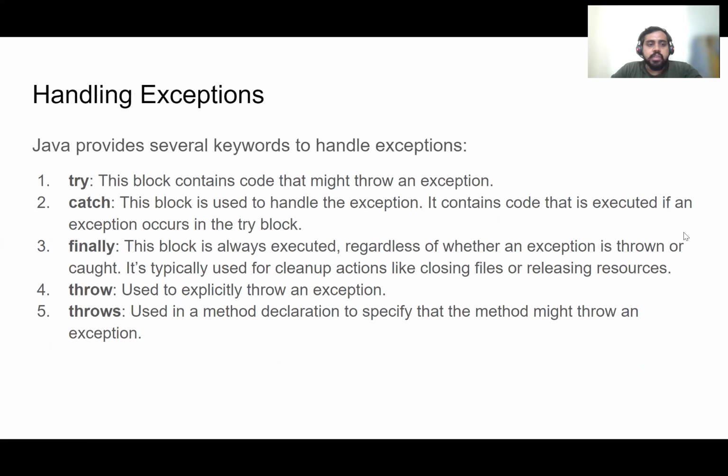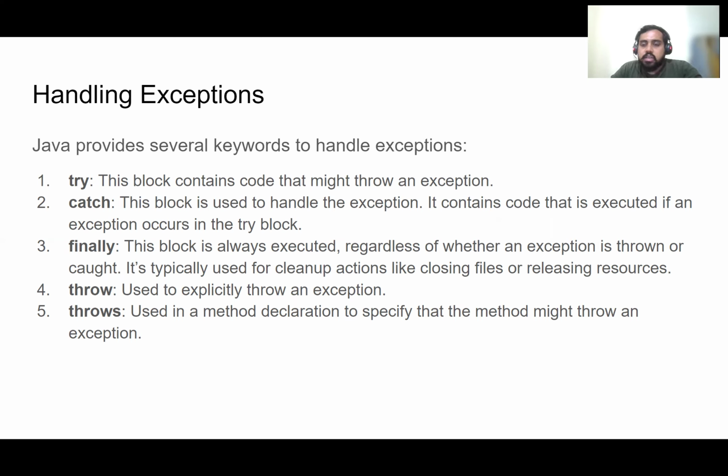Okay, let's see handling exceptions. Suppose we know some exception has occurred. We need to handle that situation. To handle an exception in Java, there are several keywords. First, we need to understand what these keywords are. First is try. The try keyword means we put a try with opening and closing braces where we write a block of code that may cause an exception. Try means the block contains code that might throw an exception.